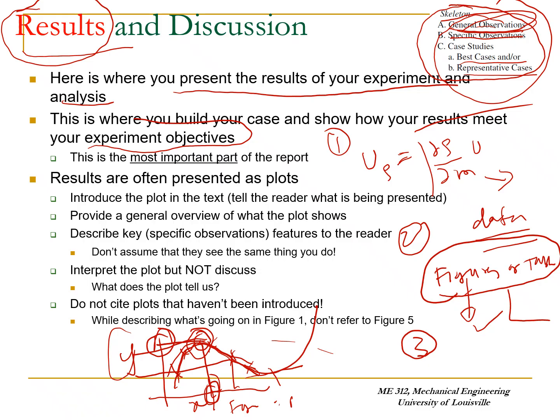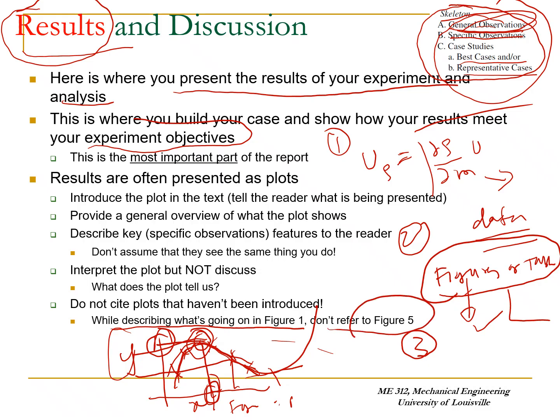And if you are describing figure 1, don't talk about figure 5, which is coming next. The figure can only be described once it appears. So if you are on figure 1 on page 1, and figure 5 is on page 5, don't talk about figure 5. After page 5, you can talk about any previous figure, but it has to be there, only then can you describe it. So that is important. While describing what's going on in figure 1, don't refer to figure 5. That's what I mean to say.